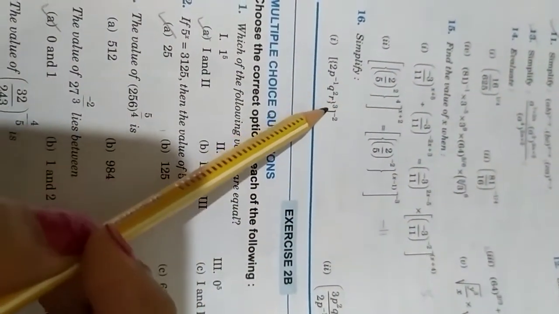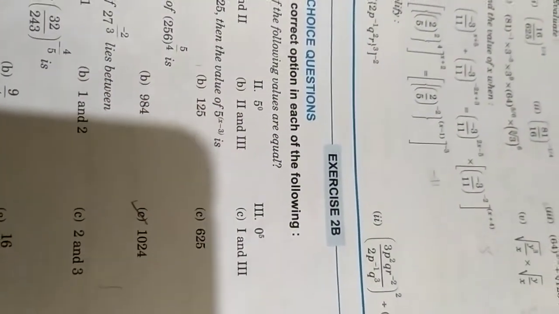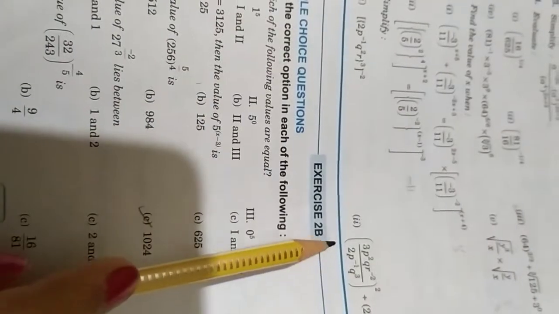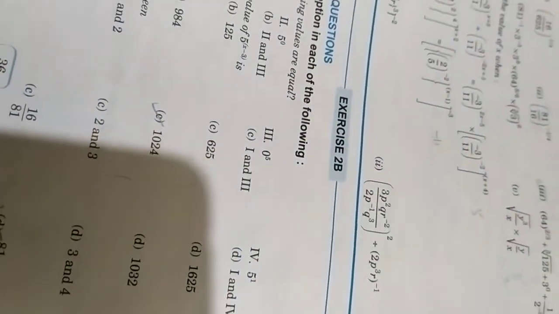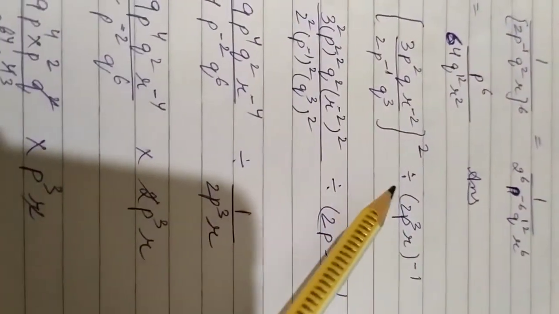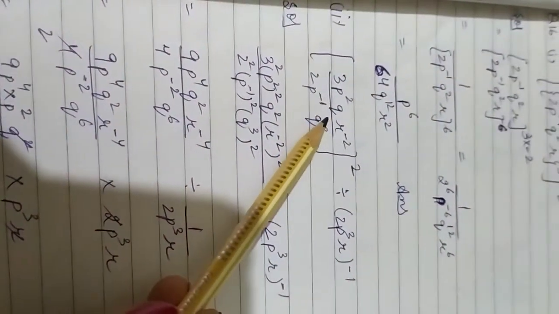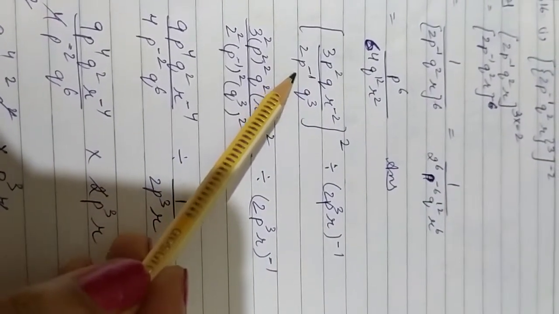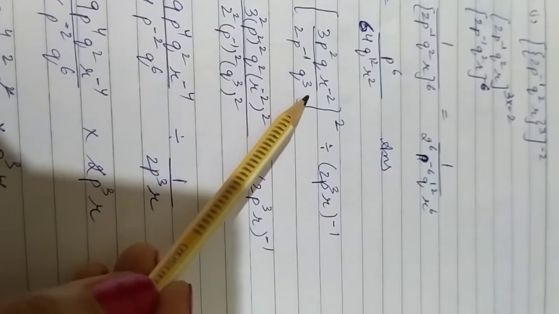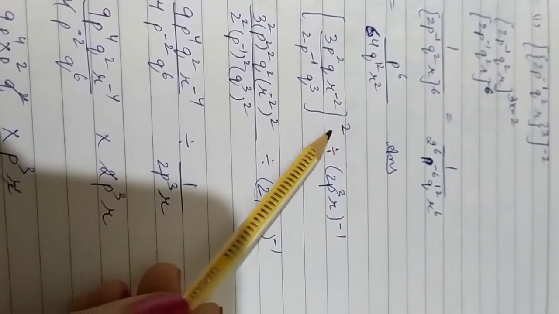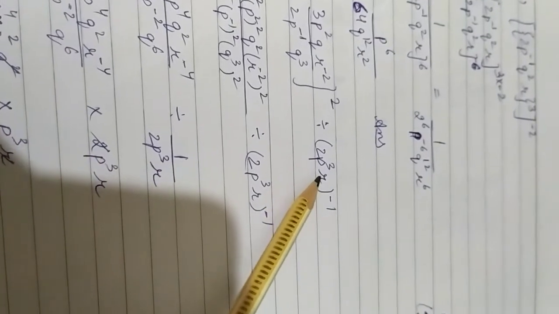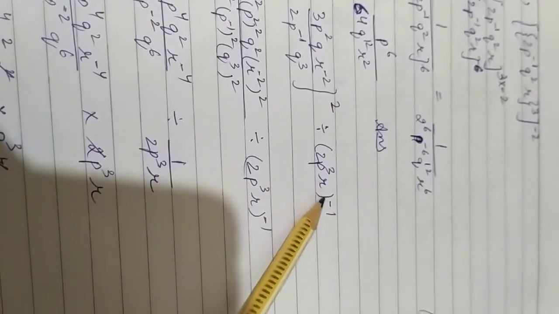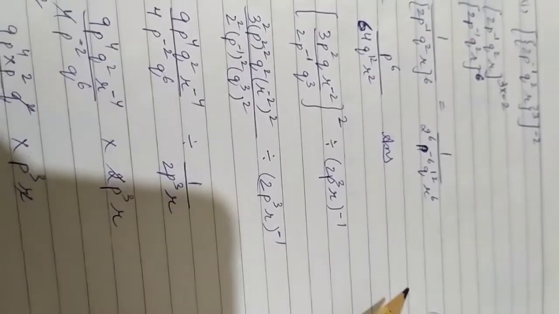Now comes the last question, that is simplify. Okay, 2 parts are there, so I am explaining the second part, and the first part you have to do yourself. (3p^2 q r^-2 / 2p^-1 q^3) whole power 2 divided by (2p^3 r) whole power minus 1.